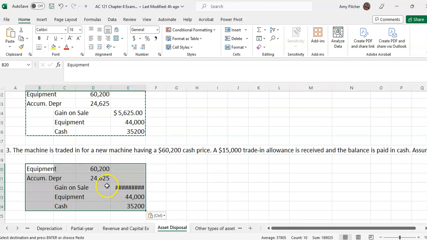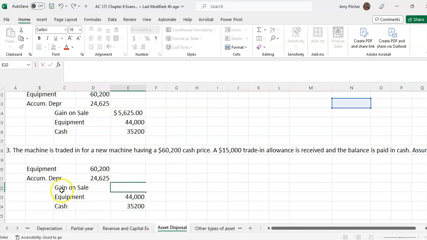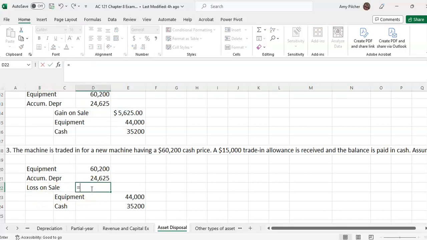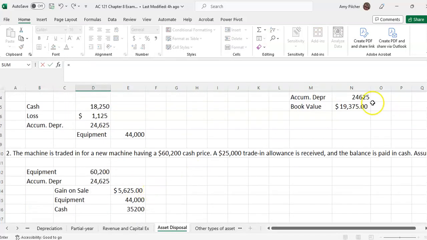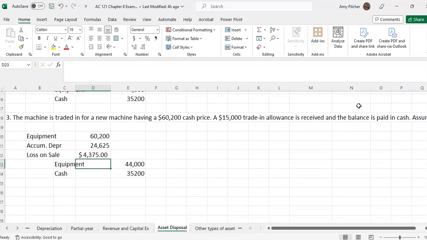I'm just going to copy this down here. I'm going to change this, because it's a loss on the sale. Okay, so that difference between the 19,375 and the $15,000 trade-in, we had a loss of $4,375. Then the amount of cash we paid is the difference between $6,200 and this $15,000 trade-in, or $45,200 in cash.